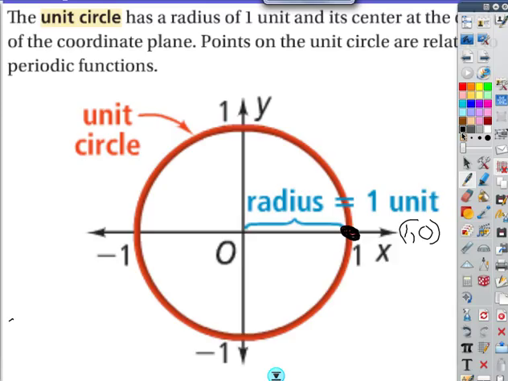Because it's a 1 unit radius, and it's on the x-axis. So it's to the right, how far? 1. How far up and down did it go? 0. What would the coordinate of that point be? How much? 0, 1. Coordinate of this point would be -1, 0, and the coordinate of this point would be. All right, on your unit circles, you can start filling in some of these coordinates.